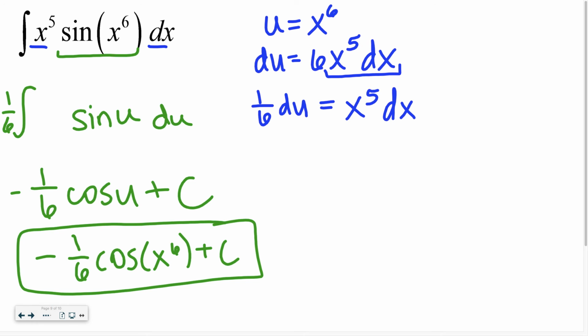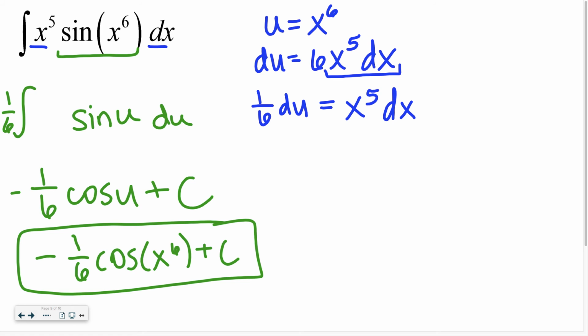Is there a way for you to check to make sure your answer is correct? Yeah, if we take the derivative of what I boxed there in green, we should get back to what was inside our integral to begin with. Okay, there is a way for you to check to make sure you did it right.